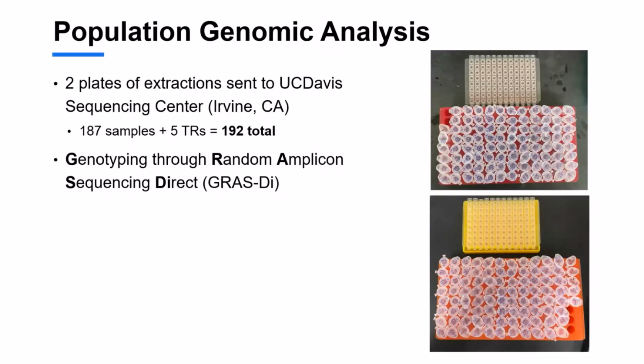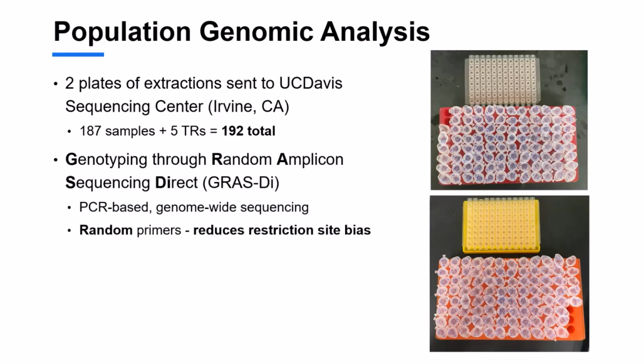UC Davis employed a genotyping through random amplicon sequencing direct, or GRADI, protocol. And GRADI, for those of us who are familiar with population genetic techniques, is a PCR-based genome-wide sequencing protocol that's somewhat similar to RADseq in terms of its applicability and coverage. But instead of using restriction site primers, GRADI employs random primers. And that's in an attempt to reduce the bias that's sometimes associated with RADseq datasets.